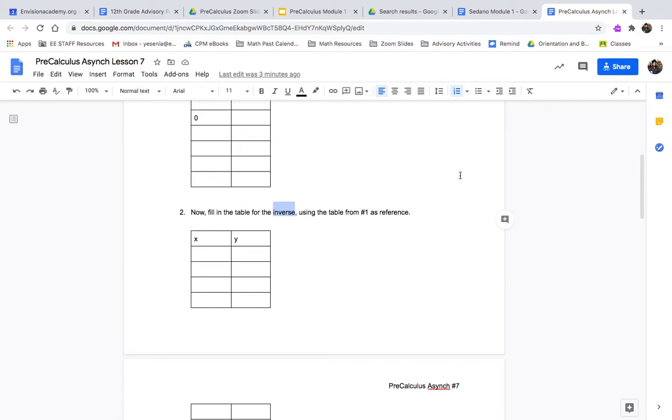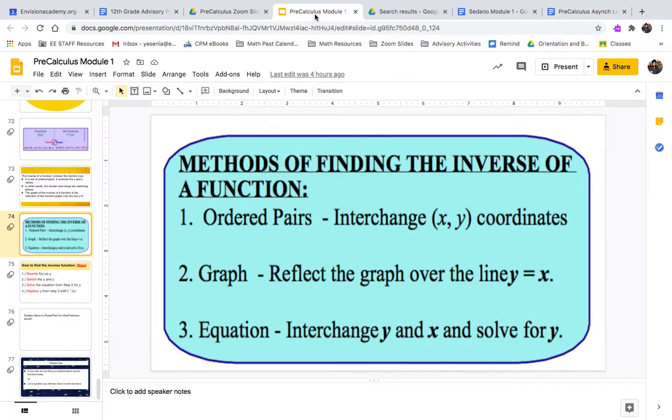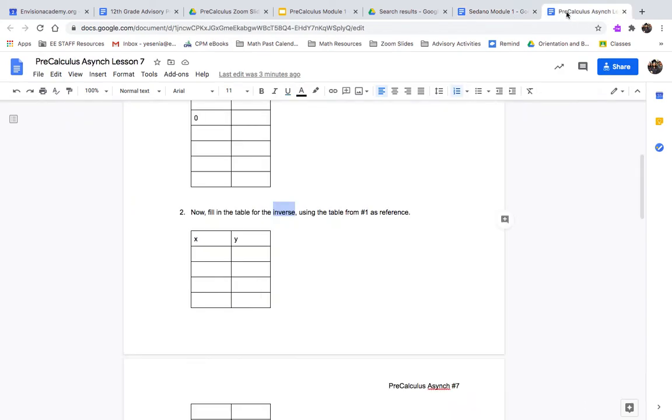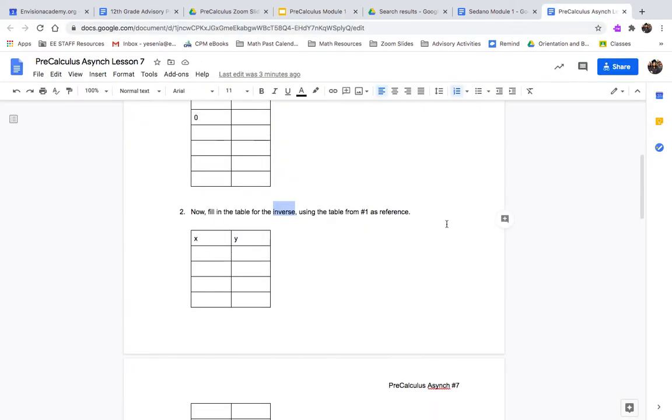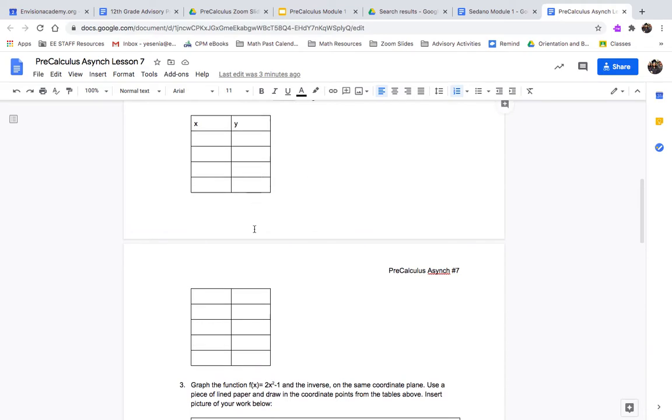So if you all remember that in our discussion, the inverse basically interchanges the x and the y coordinates. So if you already have a table for the function, then the inverse itself is just x and y swapped. But you all can ask me clarifying questions on that, but all you have to do is swap these according to our lesson. And I'm referencing back to our notes that all you have to do is to swap the x and the y. Next, after you do that, you fill out the inverse table.